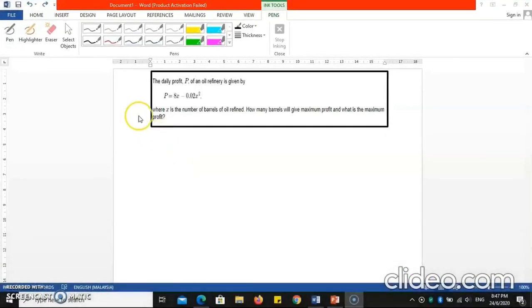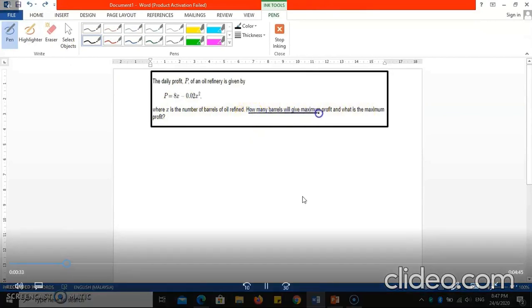Okay, so let's start with the first question. The question said that the daily profit P of an oil refinery is given by P equals 8x minus 0.02x to the power of 2, where x is the number of barrels of oil refined. How many barrels will give the maximum profit and what is the maximum profit? So, from the question, we know that it asks us to find the number of barrels that will give the maximum profit and the value of the maximum profit.